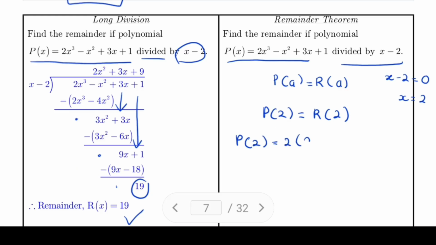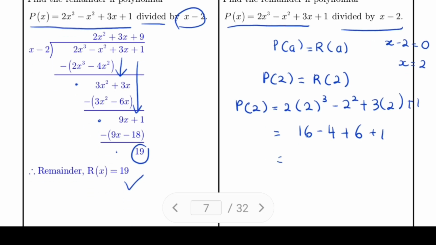So substitute 2 into the polynomial: 2 times 2 cubed minus 2 squared plus 3 times 2 plus 1. So 2 times 8 gives 16, minus 4, plus 6, plus 1. If we simplify, we get 19. So the remainder is 19. This is how we get the remainder using the remainder theorem.